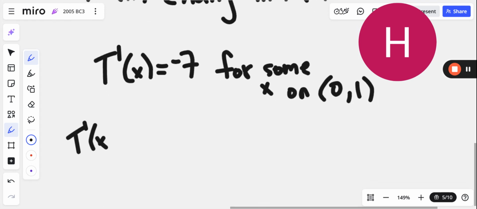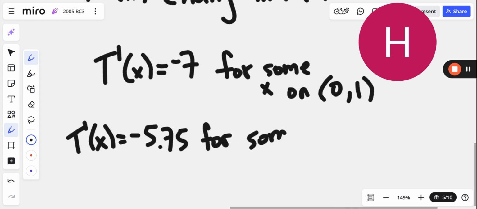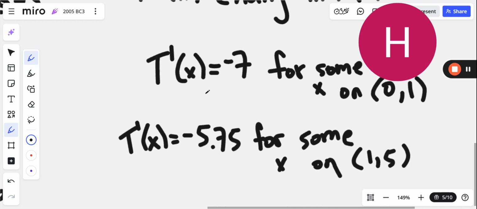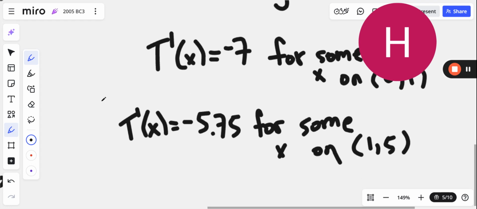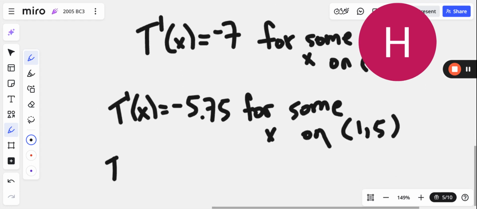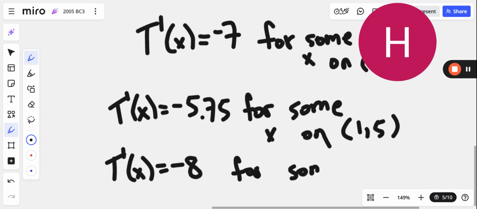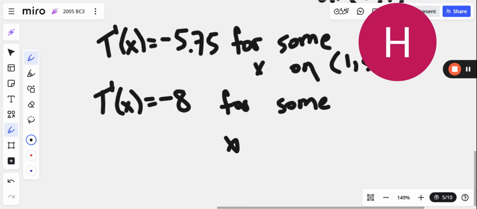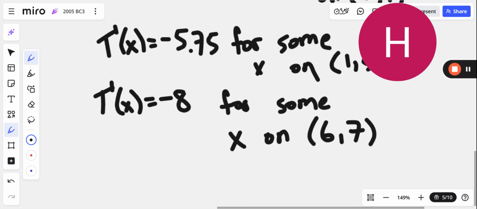Now we know that t prime is -5.75 for some x on the interval from 1 to 5, which means that the derivative increased, which means t double prime is positive. So far, so good. However, the derivative does not continue to increase. The derivative is then -8 for some x value on the interval from 6 to 7.